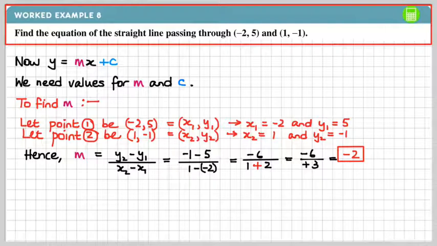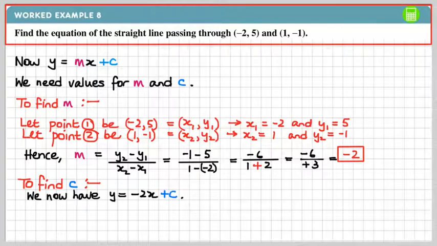Now you're thinking, well, yes, but what are we going to do to get c? We don't know what c is, and they haven't given us a graph so that we can observe what c is. Fear not, my child. Look, this is what you do. You know the equation now. We've filled in one of the pieces in the jigsaw puzzle here. y equals minus 2x plus c.